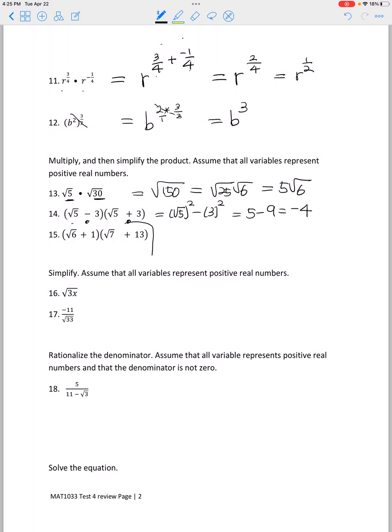If you do not remember the formula, what we can do is just do the FOIL, right? Radical 5 times radical 5, I got 5. Radical 5 times 3, I got 3 radical 5. Inside, I got -3 radical 5, so you can cancel. And then -3 times +3, you get -9, so the calculation is -4. It's the same as when I apply the rule, right?